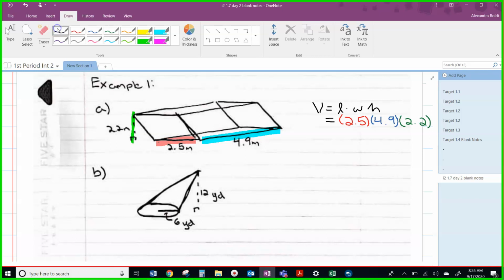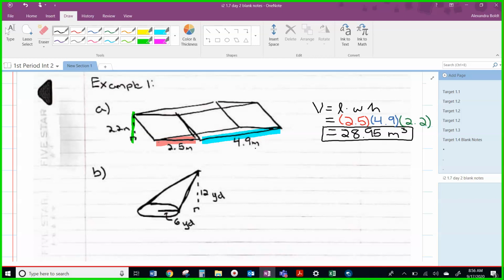So just like we did yesterday, I just have to multiply these out. For sake of time, I'm not going to pull up the calculator, but we get 28.95. My unit is meters cubed. So again, just because it's slanted doesn't mean anything. As long as I have this straight up and down height, I can still find my volume.